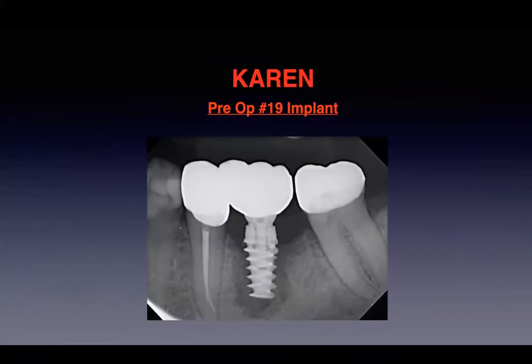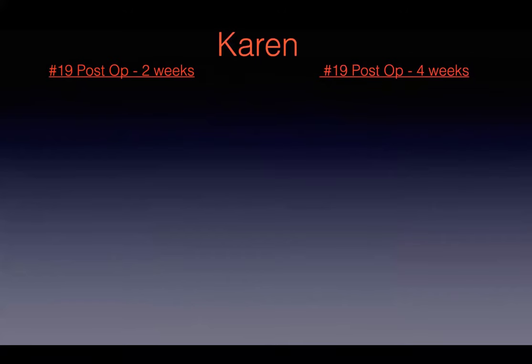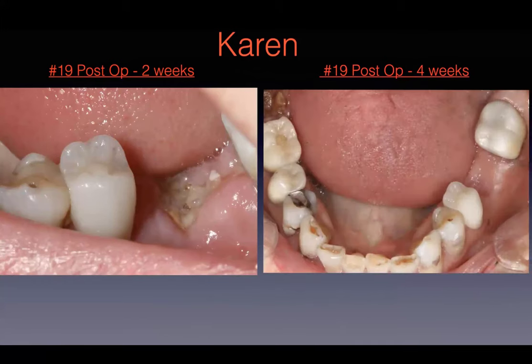Next case here, we have Karen. She presented with a failing implant number 19 that was causing her a lot of pain. She needed other work too, but this was her priority. I apologize, I didn't have a pre-op intraoral picture, but I do have a post-op of it. So I removed the implant, and this is her 2-week post-op of the extraction. I had cleaned out the infection, all that granulation tissue, irrigated, placed allograft, membrane, and PTFE sutures. And here's the 4-week.